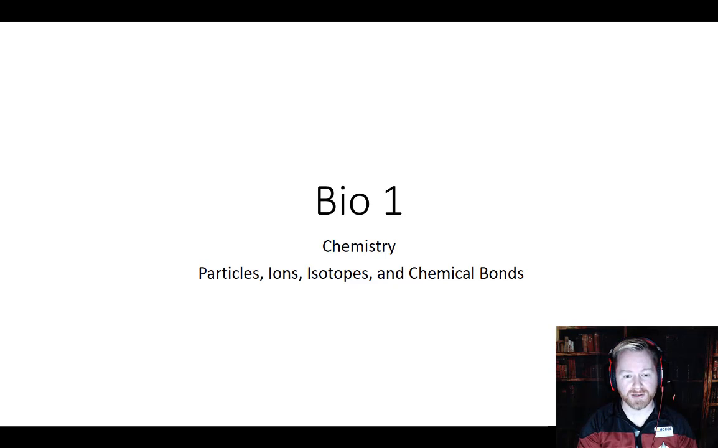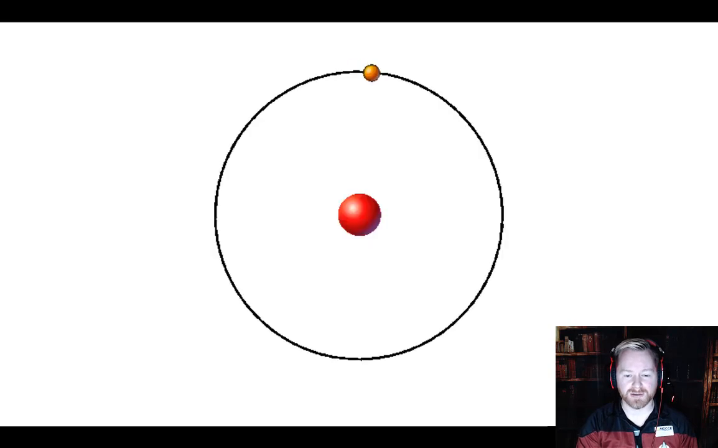And today we're going to be talking about chemistry. Now, this isn't a chemistry class, but in order to understand some of the things that happen in biology, we need to first explore some of the basic concepts that come from chemistry. So particularly when looking at the particles, ions, isotopes, and certain types of chemical bonds, how they apply to us and how they apply to biology all together. So we're going to start off.